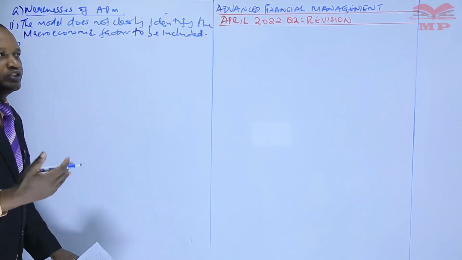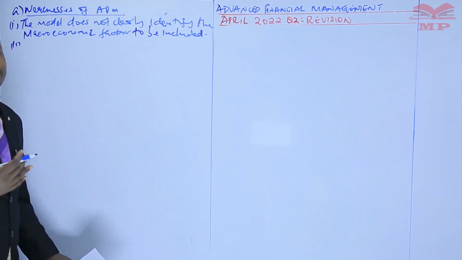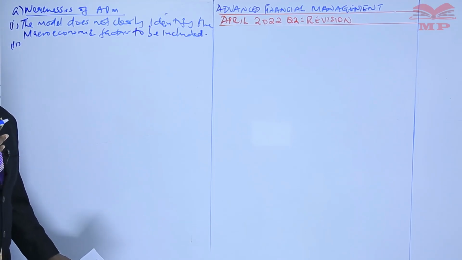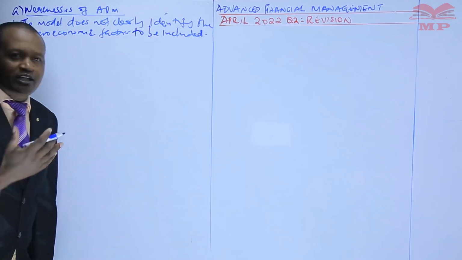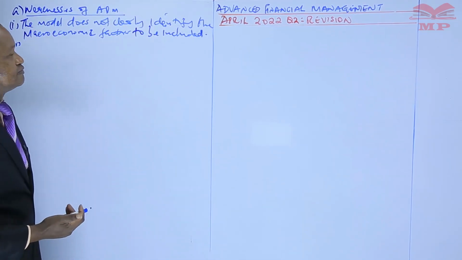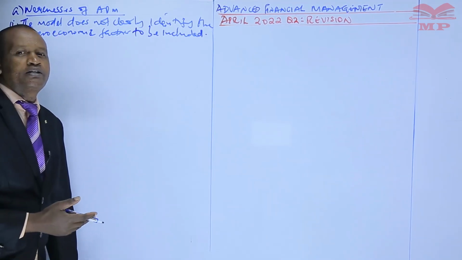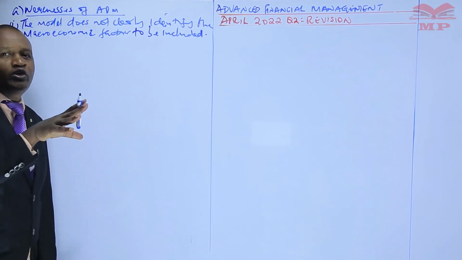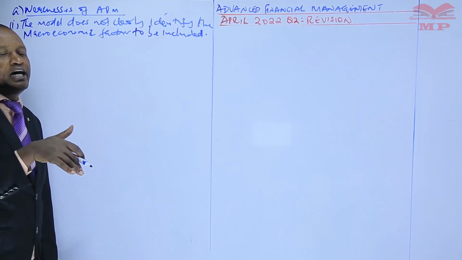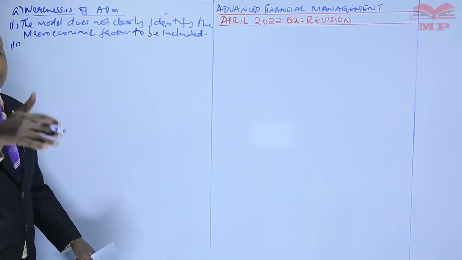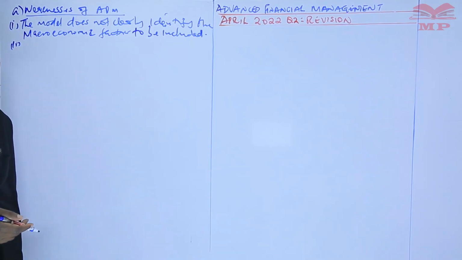The second weakness is that an arbitrage portfolio with no capital investment and which generates positive returns cannot be achieved in the real world, because that is an assumption in the arbitrage pricing model, that an arbitrage portfolio with no capital investment and which can generate positive returns can be achieved. That we know is not possible.